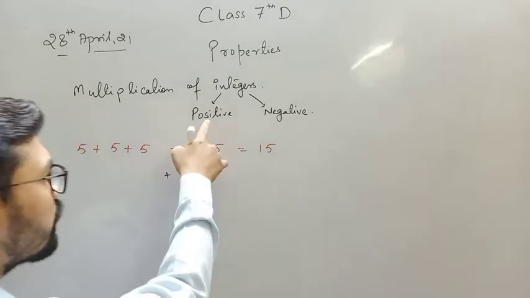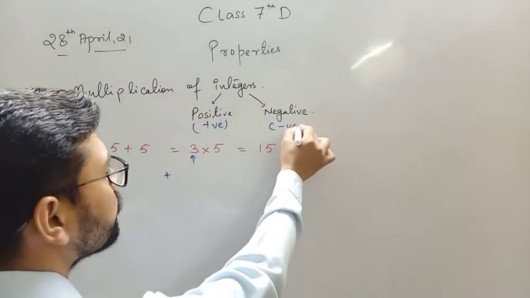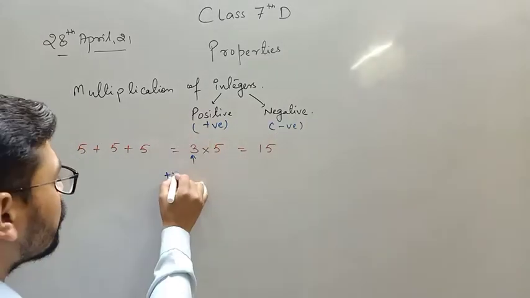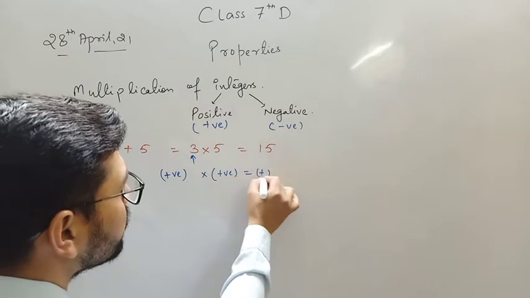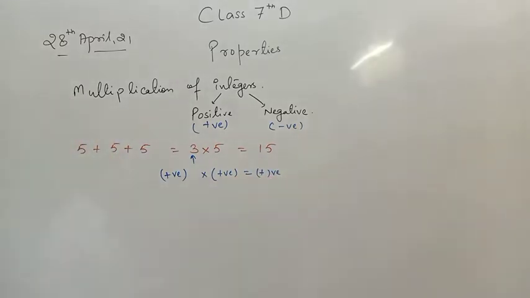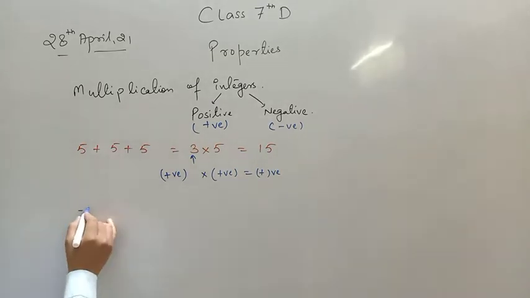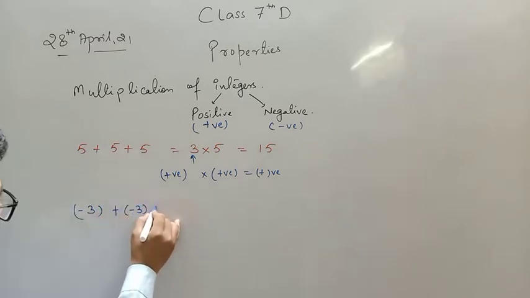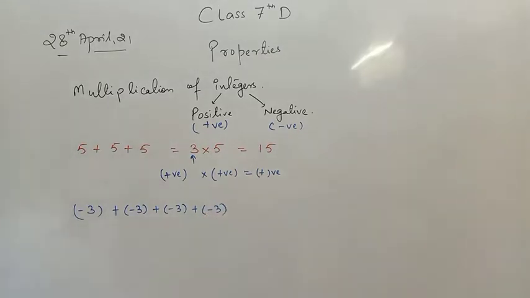I'll write positive like this and negative like this, plus and minus. So multiplication of positive integers will give me a positive integer, right? Any doubt? Then I'm taking another example which is given in your book: minus 3 plus minus 3 plus minus 3 plus minus 3. So how many times does minus 3 appear in this expression? 1, 2, 3 and 4.